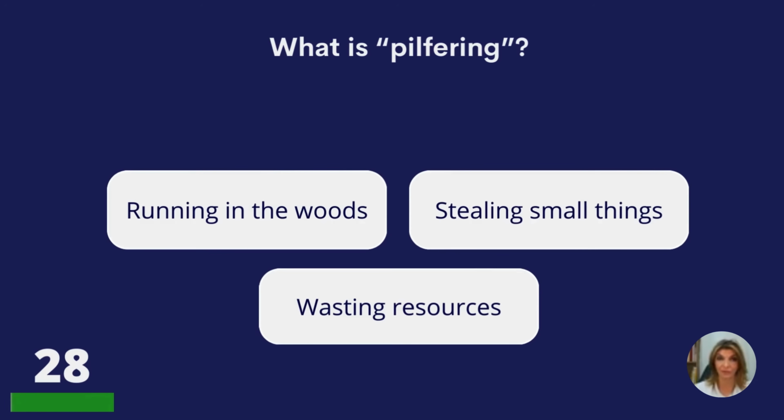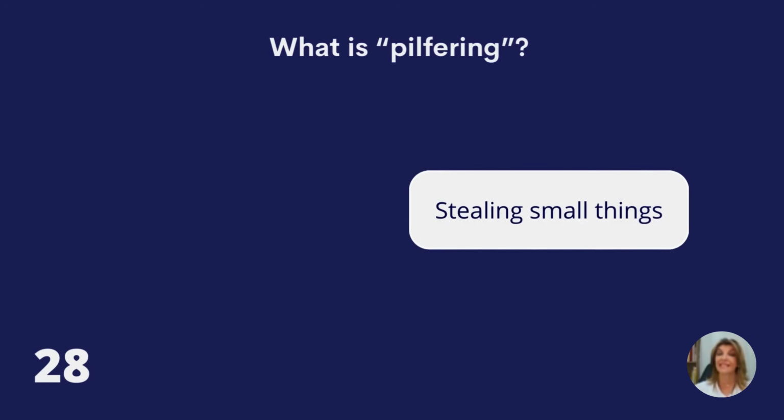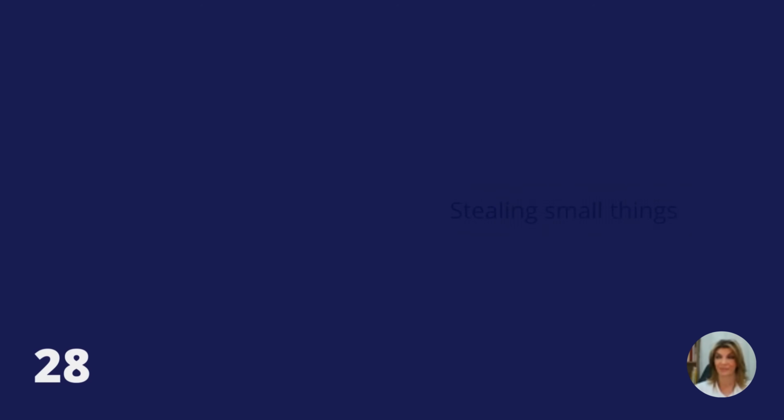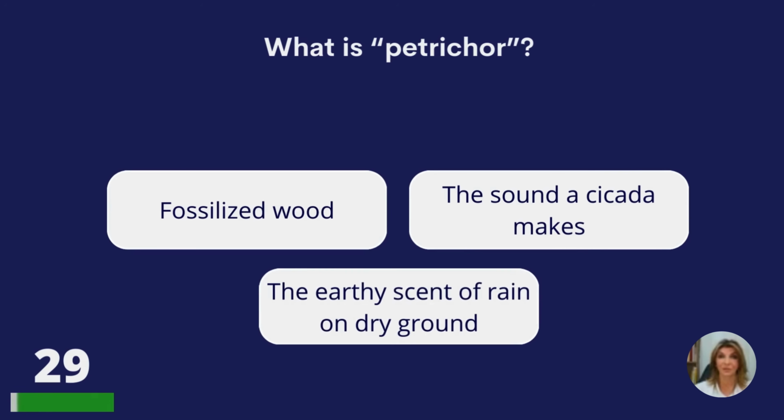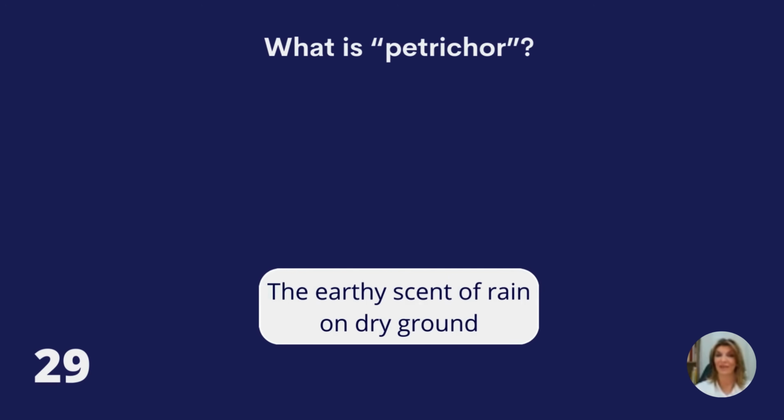What is pilfering? Running in the woods, stealing small things, or wasting resources? Stealing small things. What is petrichor? Fossilized wood, the sound a cicada makes, or the earthy scent of rain on dry ground? The earthy scent of rain on dry ground.